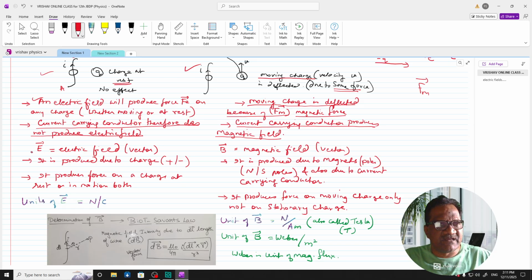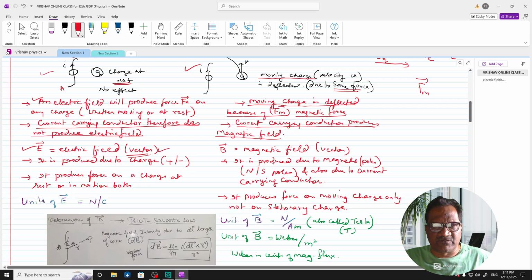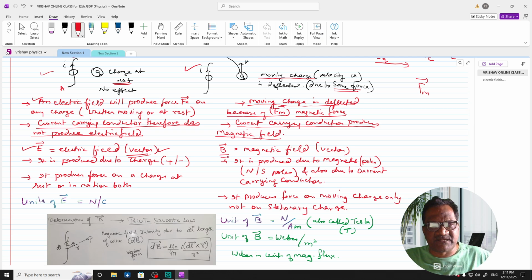Electric field is generally represented by capital E, and it is a vector quantity, that you know very well. Magnetic field is denoted by a capital B, and that is also a vector quantity. That means it has magnitude as well as direction.